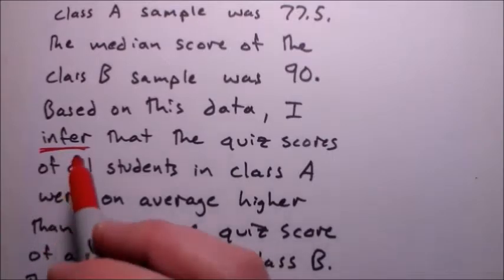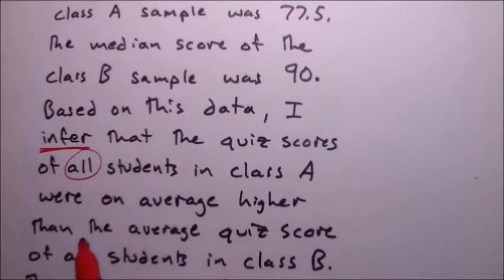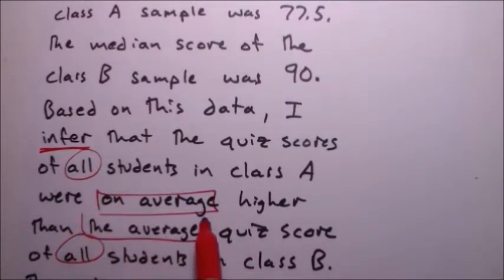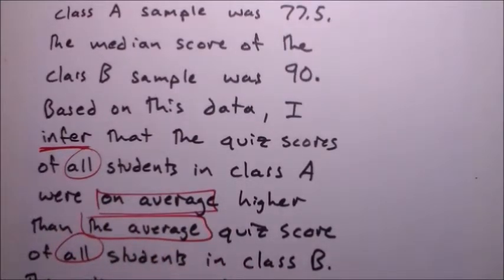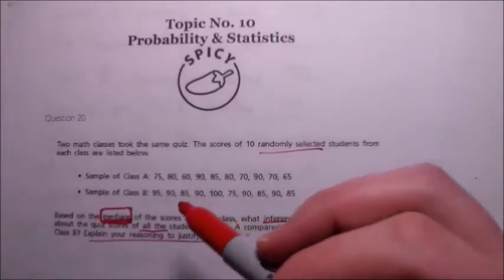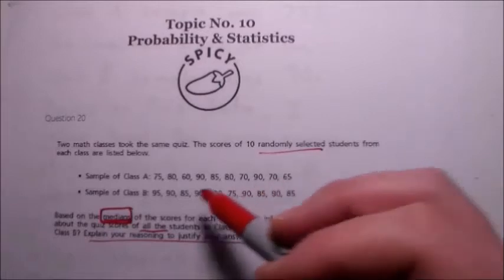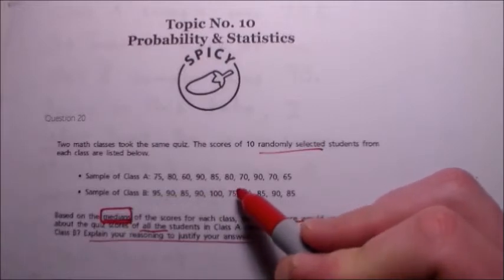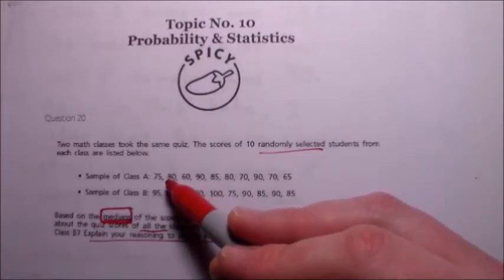And that makes sense, right? We're going to say on average, all the students in Class A did better than the average of the quiz scores for all the students in Class B. We want to use the word all students because that was in the question, but it's not that every single student in Class B did better than every single student in Class A. I mean, some students in Class B, maybe I said that the other way around, but the point is not every student in Class B got a higher score than the students in Class A.